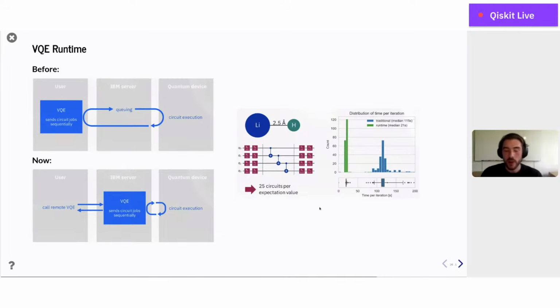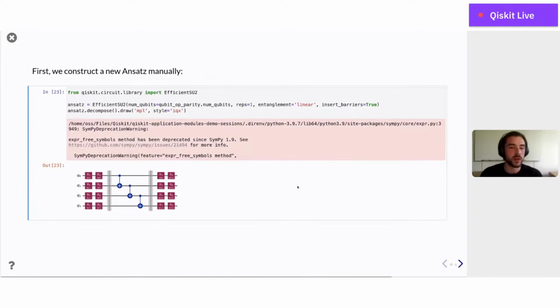Now, the way that you use that in Qiskit Nature is also very simple. But before doing that, I quickly want to also show you how you can construct an ansatz manually. So before we used the VQE UCC factory, which constructed an ansatz for us, but there are also other ansatz which you can use. And here I'm picking an example from the Qiskit Terra library, the circuit library, which is called Efficient SU2. And it simply takes the number of qubits in your system. You can specify the type of entanglement.